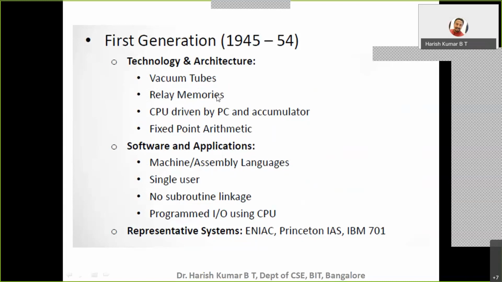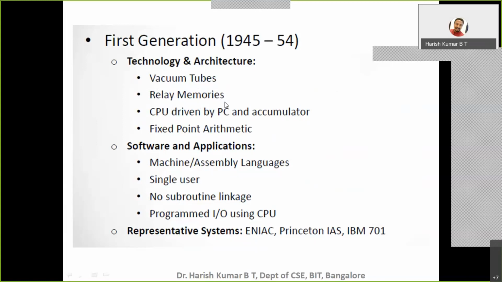And when it comes to memories, there were no magnetic memories and no semiconductor memories. What kind of memories were there? Relay memories were there. And the CPU was driven by the PC and accumulator. PC, I hope all of you know, if you studied ALP, is the program counter. It's a register inside the CPU which holds the address of the next instruction to be executed. And the accumulator is another register which holds the data after computation. The CPU was driven by this.